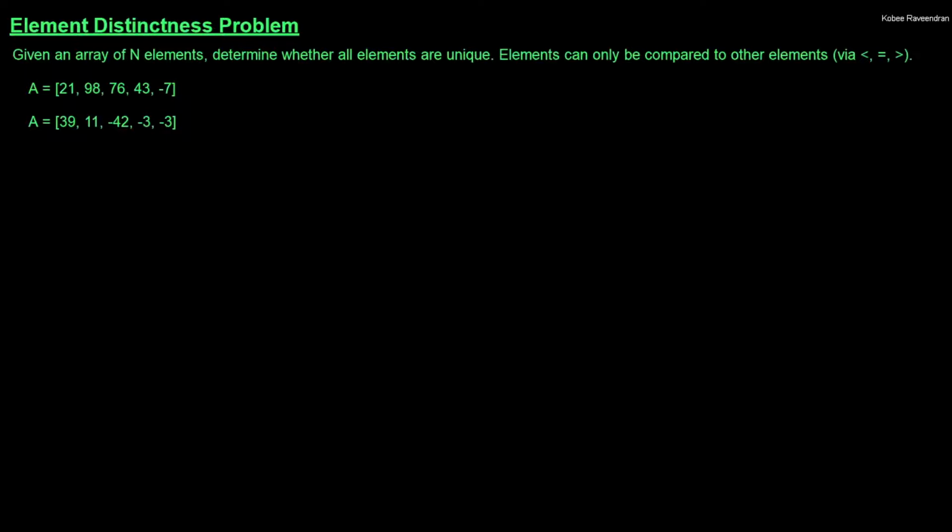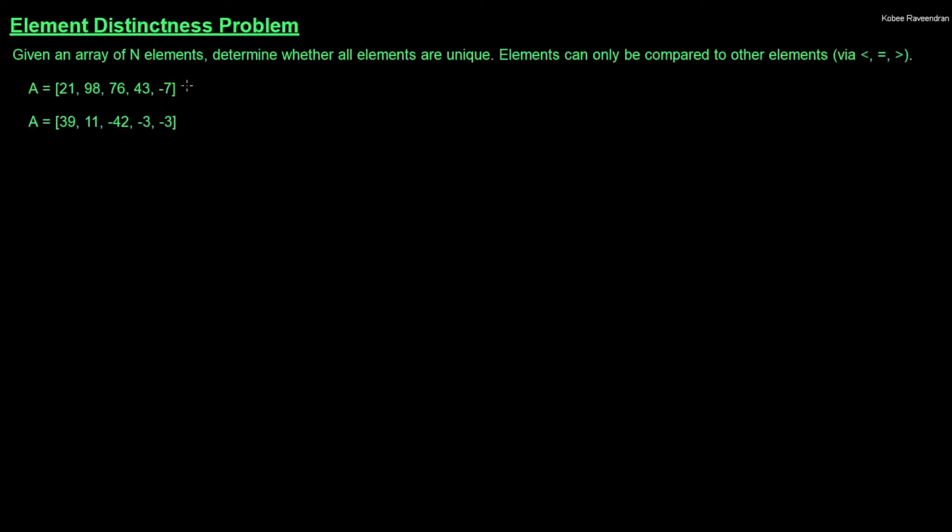the element distinctness problem. So the problem goes as follows. Given an array of n elements, we want to determine whether all the elements are unique. So if we look through the array, find no repeated elements, we could return true or yes, and if we do, we'd return false or no.